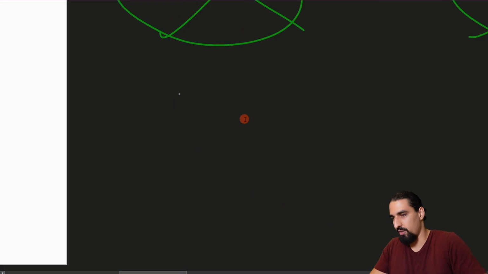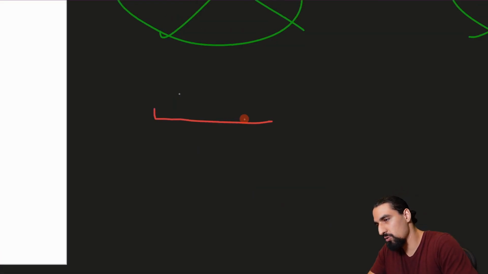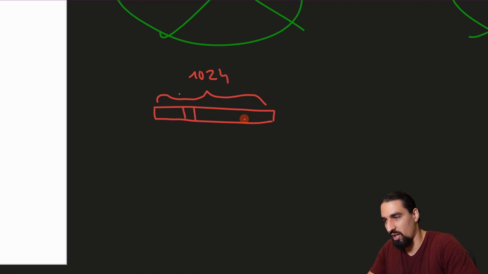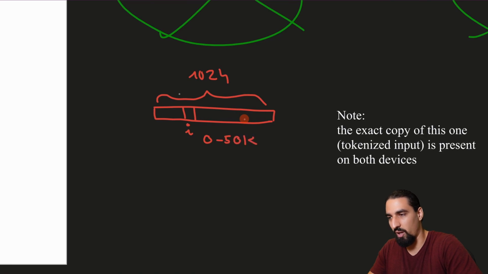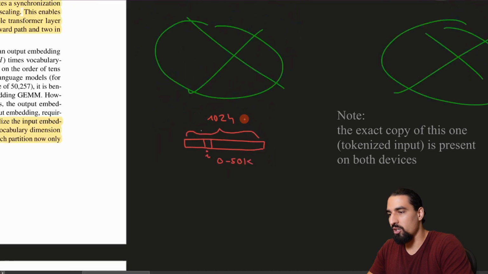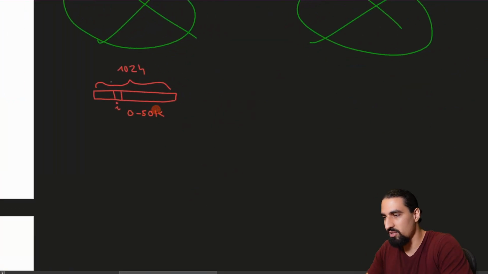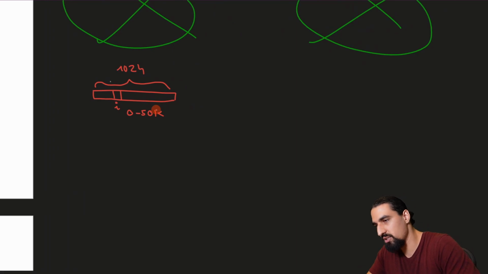So here we are. We have a vector that's 1,024. So this is going to be 1,024, and it might contain in any of these slots, let's say this is dimension i, numbers from 0 to 50K. I'm just going to round the numbers because it's easier. Now let's assume we are on this device here. That device only has the following indices. We have two tables. This one contains from 0 to 25K, and this one contains from 25K to 50K.